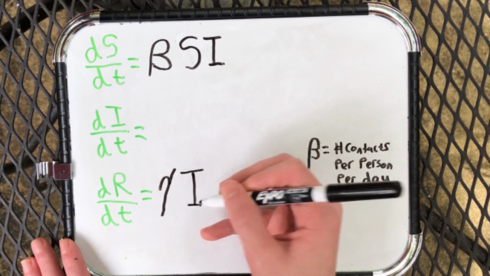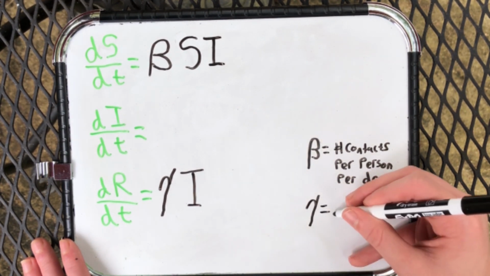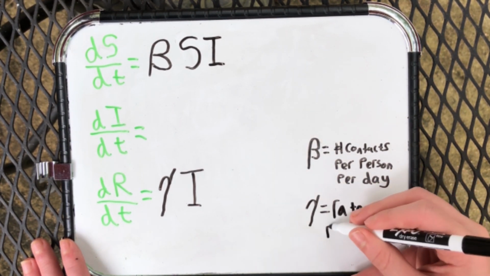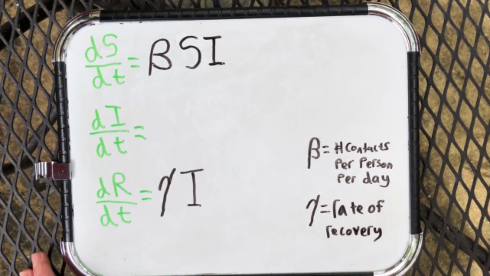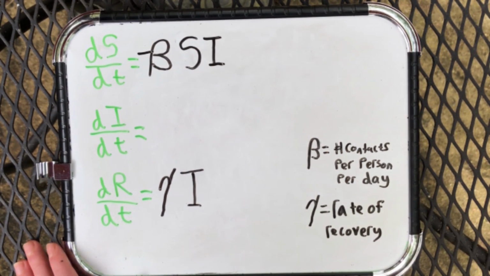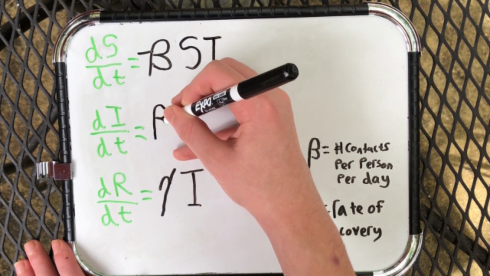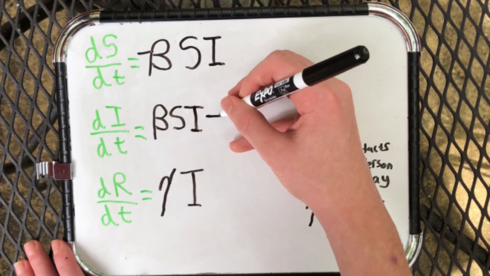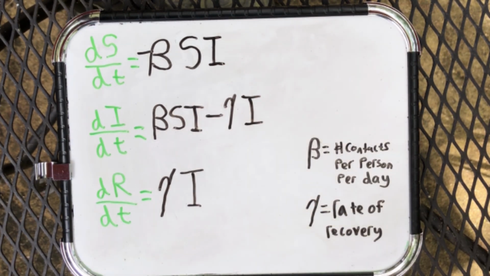The change in recovered over change in time equals a constant called gamma, which is the rate of recovery, times the fraction of infected people. Lastly, the change in infected over change in time equals the loss of susceptibles minus the gain in recovered.